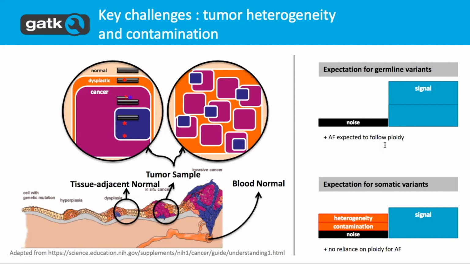We can't just assume that half of the reads will have a variant, right? We're looking for things with very low allele fractions, which makes the problem much harder to model.